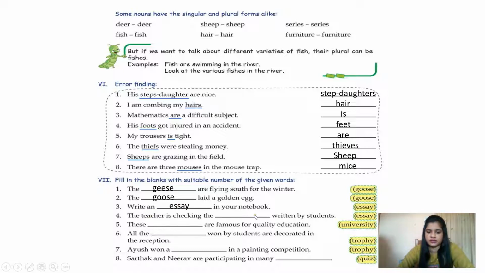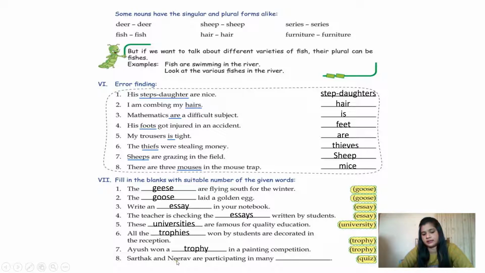The teacher is checking the dash written by the students. So many students are there. So it will be in plural form. So essays. It is plural. So university will change into universities are famous for quality education. All the children. Again all is showing plural. So all the trophies won by the students are decorated in the reception. Ayush won a. A is showing singular form. So Ayush won a trophy in a painting competition.